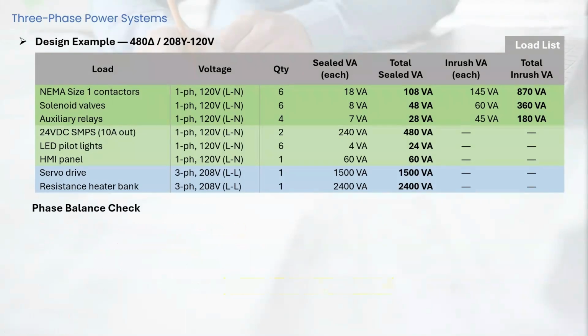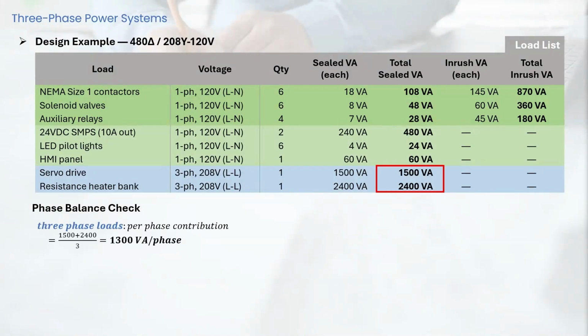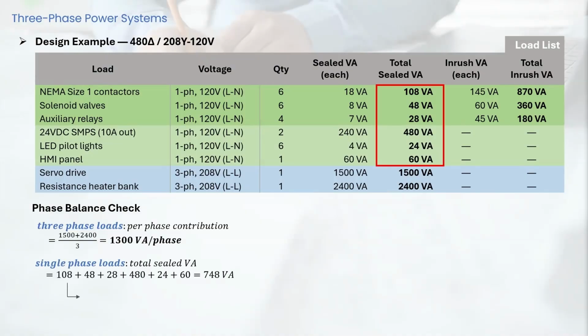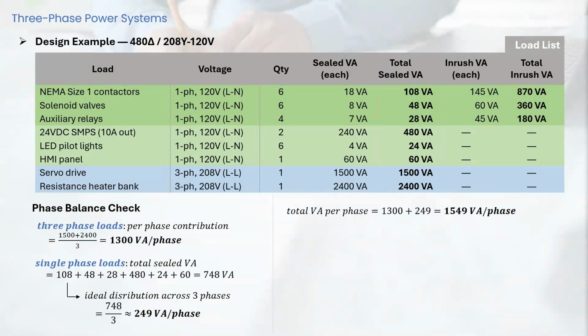Next step is to perform the phase balance check. This ensures that we are not overloading any single phase. To do that, we need to calculate the per phase loading on each phase. For the three phase, we just sum up all the three phase loads and divide by 3. This gives us the per phase VA for the three phase loads. Now for the single phase loads, they need to be distributed equally among the three phases of the transformer. So we sum up all the single phase sealed VAs and divide by 3 to get the ideal distribution across the three phases. Next, we add them up to get the total per phase loading.